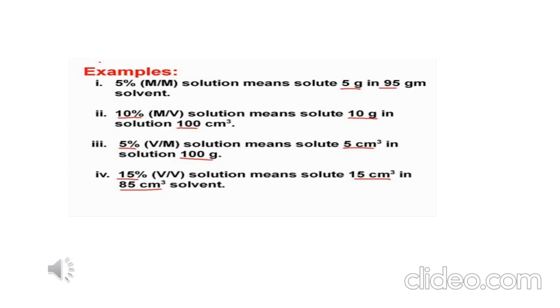A 10% mass by volume solution means 10 grams of solute is dissolved in 100 ml of the solution. A 5% volume by mass solution means 5 ml of solute is dissolved in 100 grams of the solvent. And 15% volume by volume means 15 ml of solute dissolved in 85 ml of the solvent.